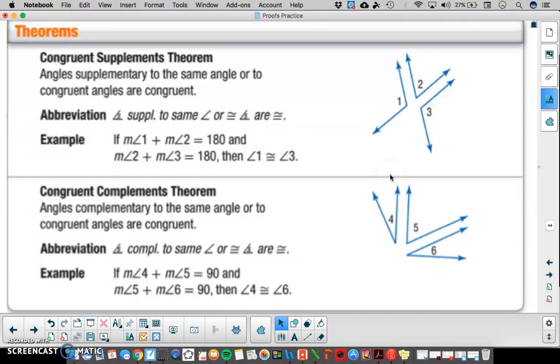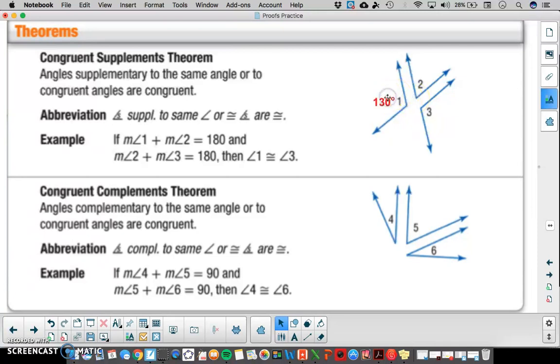Next, we have a couple theorems that I want to take a look at. The first one is the congruent supplements theorem. Recall that supplementary angles are angles that add to 180 degrees. The congruent supplements theorem says that if two angles are supplementary to the same angle, then those angles are congruent. So for example here, if angle 1 and angle 2 are supplementary, and angle 2 and 3 are supplementary, this theorem tells me that 1 and 3 are congruent because they're both supplementary to that same angle 2.